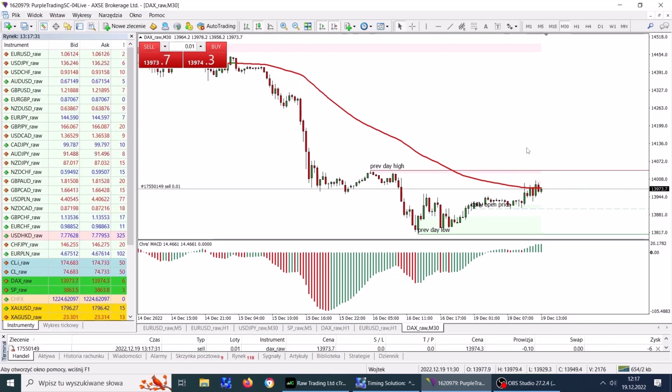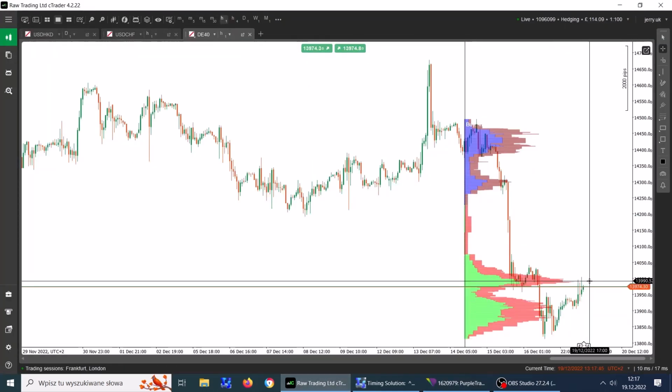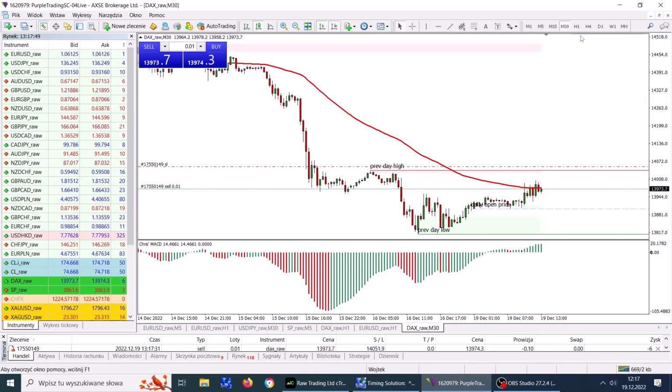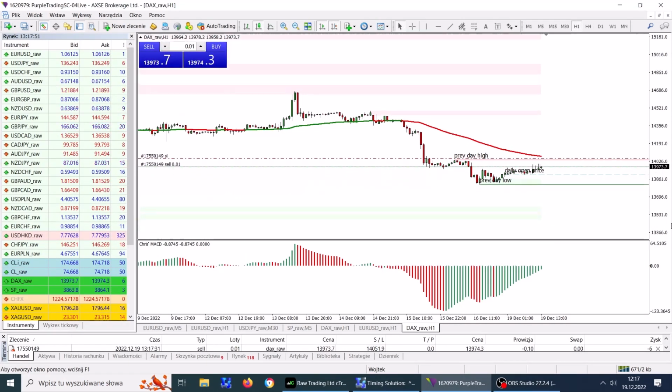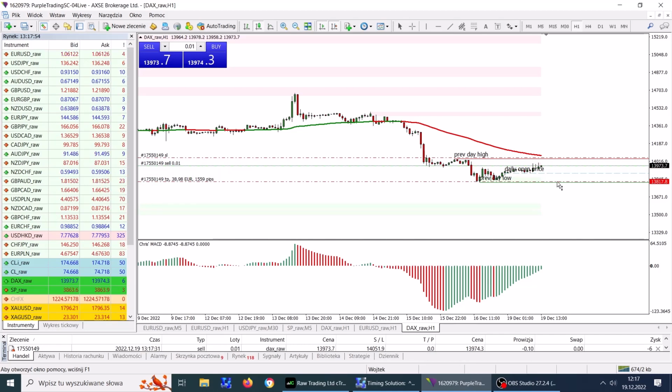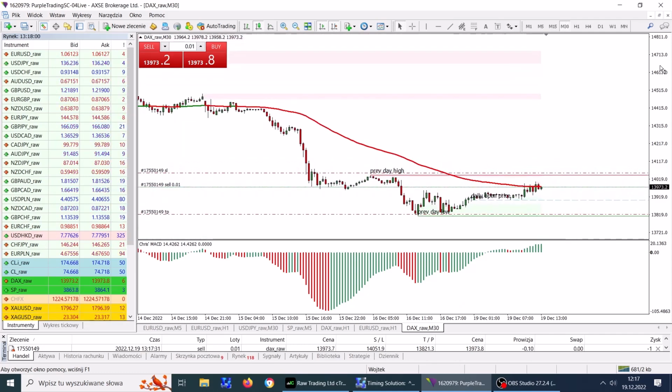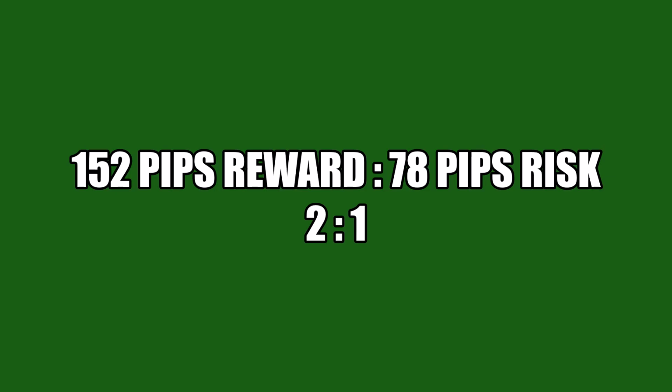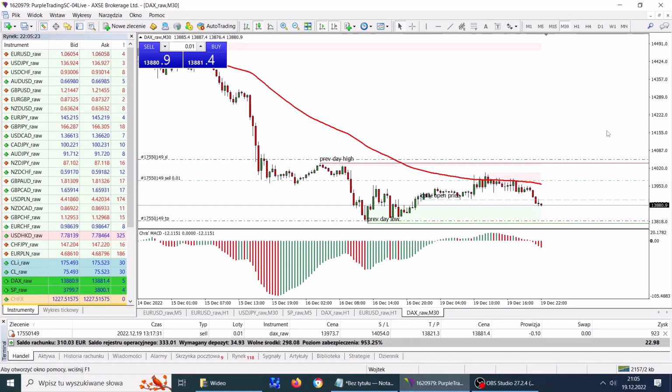So I take a short position and set a stop loss above the maximum of the previous day and just above the consolidation and the POC level that we saw on the volume profile chart. As for the target range, or take profit, I set it at the level of the previous day minimum. In the evening, we will see how the situation developed, whether the price reached the target level, and whether the transaction ended in profit. At this point, I assume that the profit will be 152 pips and the stop loss 78 pips. The reward to risk is therefore 2 to 1.